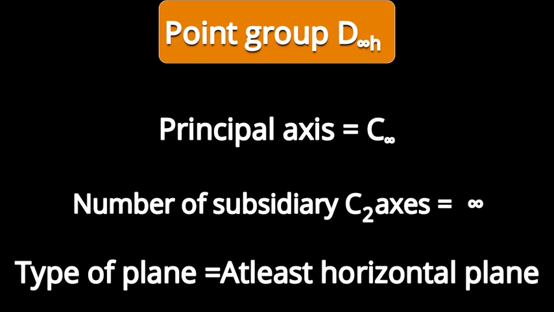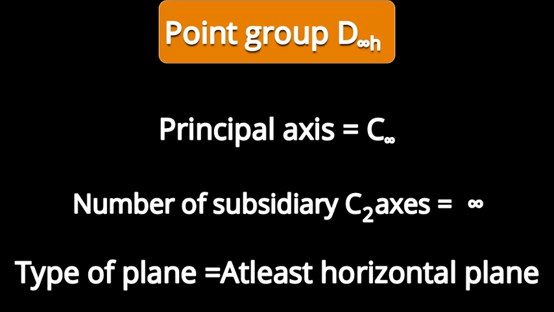Here we are discussing point group D infinity h. The label of a point group tells us a lot. What does it inform? Which principal axis will be present? Right, C infinity.